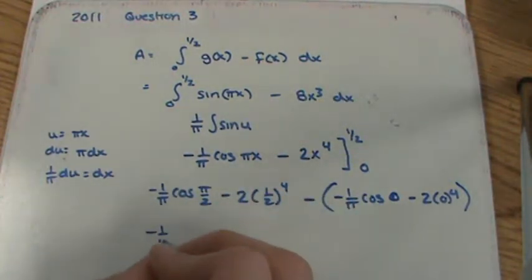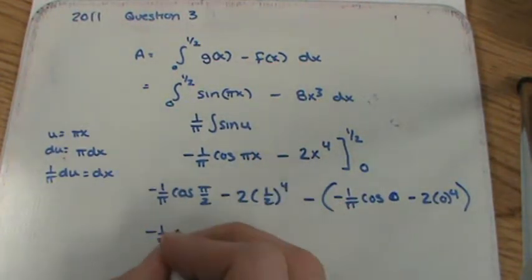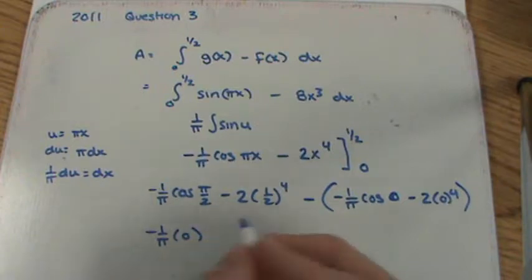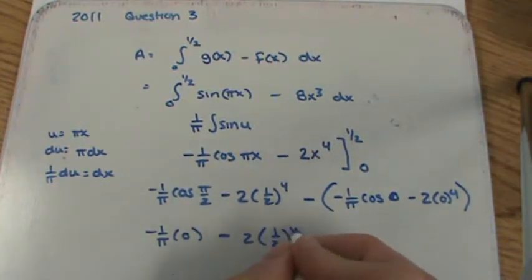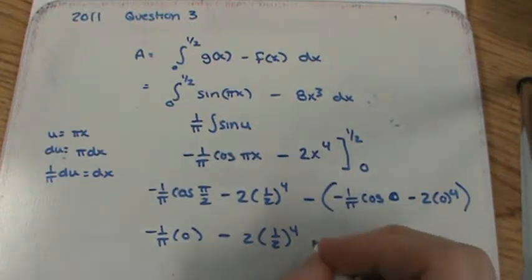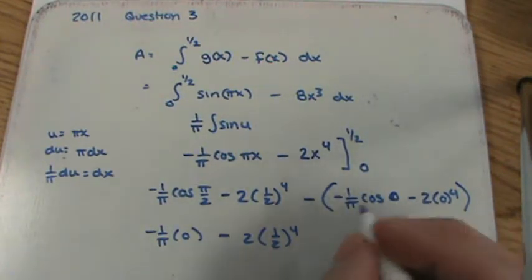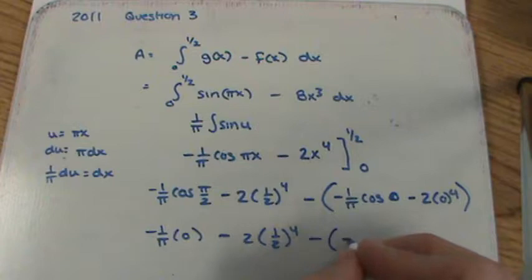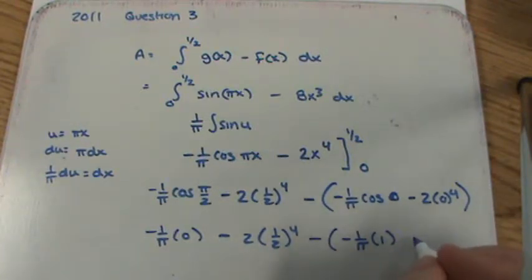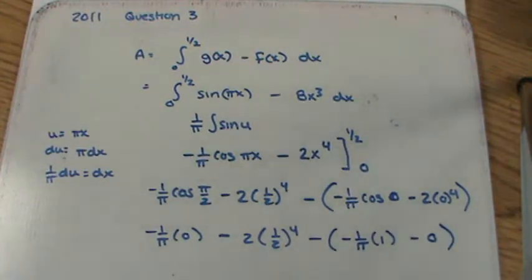So negative 1 over pi cosine of pi over 2, that's going to be 0, minus 2 times 1/2 to the 4th. We're going to leave it because why waste the time trying to figure it out? We could distribute if we want, or we can just leave it as negative 1 over pi. Cosine of 0 is 1, so we can leave it like that. And we all know that's just going to be 0. So that is a perfectly great answer for the area, and we'll just leave it like that.